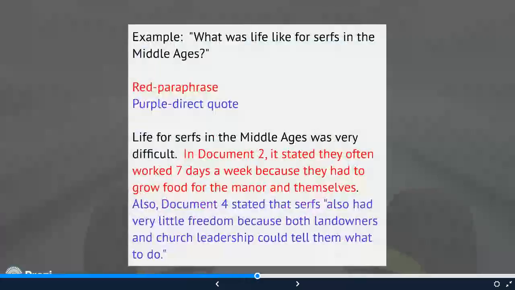What was life like for serfs in the Middle Ages? Life for serfs in the Middle Ages was very difficult. Here in red, we have a paraphrase, which is where you take a quote or a section of text and put it into your own words. In document 2, it stated that they often worked 7 days a week because they had to grow food for the manor and themselves. Also, document 4 stated that serfs, quote, also have very little freedom because both landowners and church leadership could tell them what to do, period, end quote.